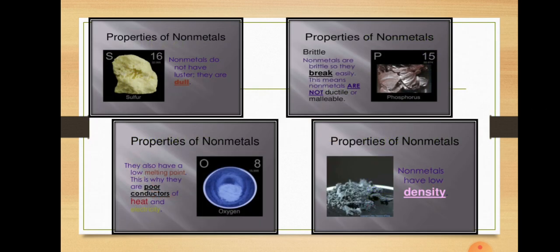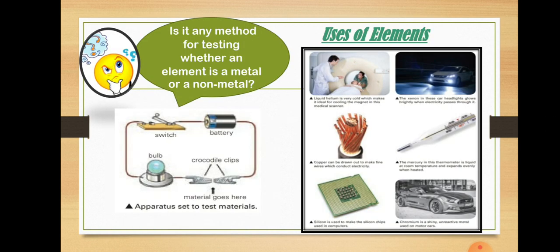Now, properties of non-metals. Non-metals do not have luster, they are dull. Brittle, non-metals are brittle so they break easily. This means non-metals are not ductile or malleable. Non-metals have low density. They also have a low melting point. This is why they are poor conductors of heat and electricity. I hope now you have clear concepts about metals and non-metals, their differences and their physical properties.